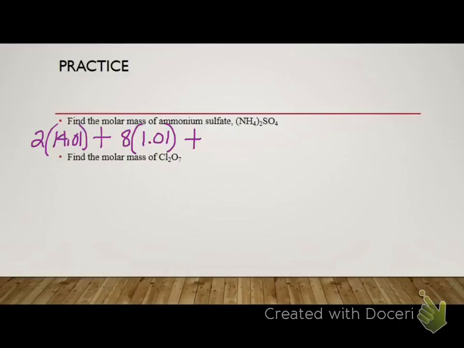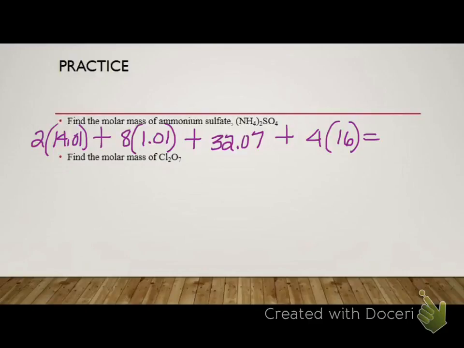And then I have 1 sulfur. What was the molar mass of sulfur? 32.07. Got it. And then how many oxygen do I have? And what is the molar mass of oxygen? 16. All right, everybody put that in your calculator, and let's see if I can get an agreement amongst you of what the answer is. And how many decimal places are we going to write down? 2.